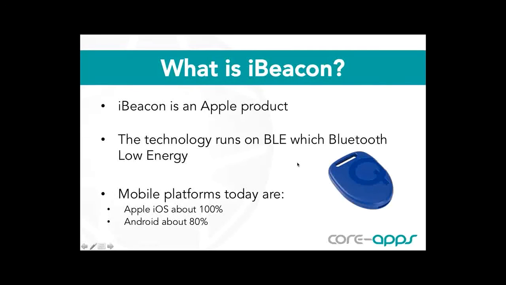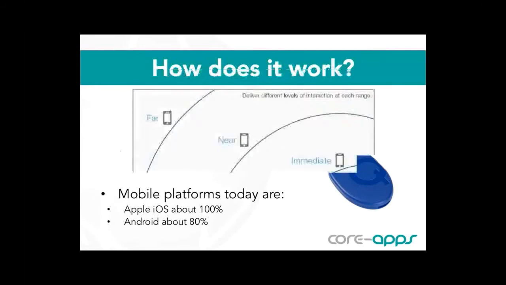The platforms that are available today: it's available in iOS at about 100%. Pretty close to it. Some of the older versions don't really have it in there, but the newer ones do. And one of the nice things about Apple is they've built in a lot of things to take care of interference that can happen, and we'll talk a little bit more about that as we move forward. But on the Android side, about 80% of the Android platforms also have iBeacon technology built into them. And we're going to talk about how this all plays together as we move forward inside this presentation.